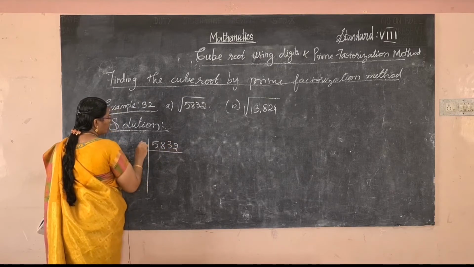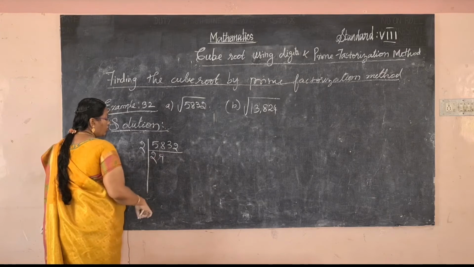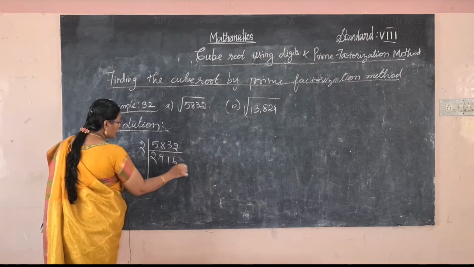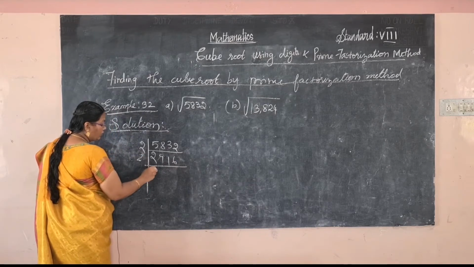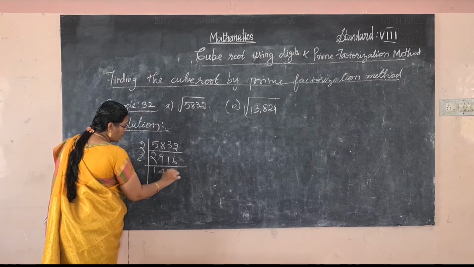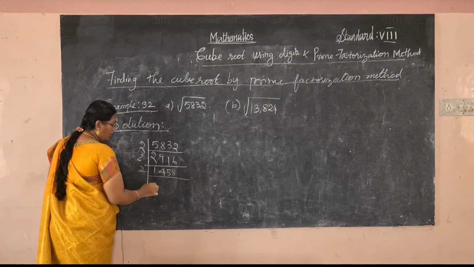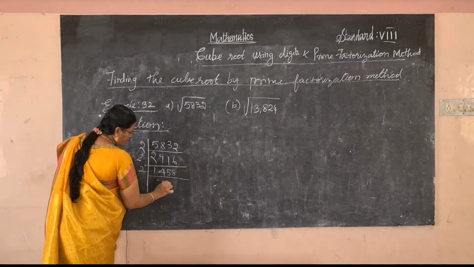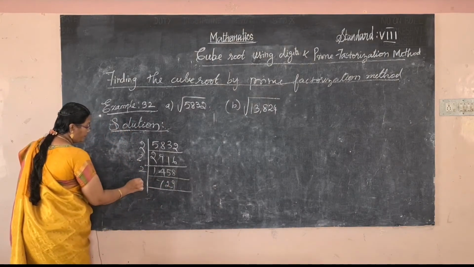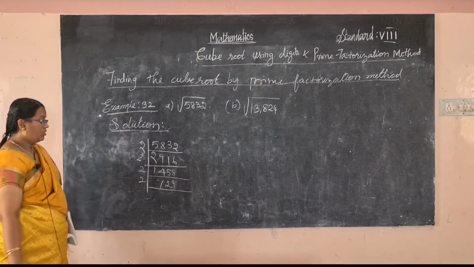What is that? 2. 2 2s are 4, remaining 1. 2 9s are 18. 2 1s are 2, 2 6s are 12. Again 2 table: 2 4s are 8, 2 5s are 10, 2 8s are 16. Again 2 table: 2 7s are 14, 2 9s are 18. Division by 2 is not possible now.